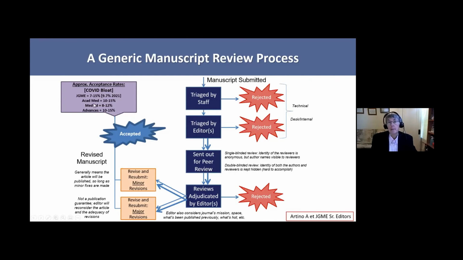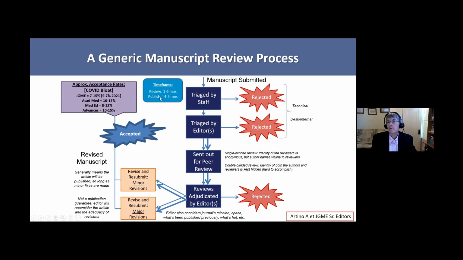In academic medicine, it's 10 to 15, med ed, it's 8 to 12, and advances in health professions education, it's about 10 to 15. Again, those go up and down a little, but you can see it's hovering, usually between 8 and 12% for most journals. So your 1 in 10 chance. Ugh, tough, but keep working at it.